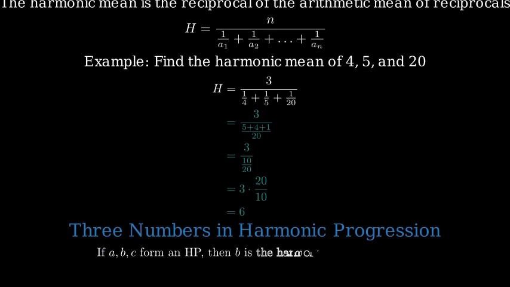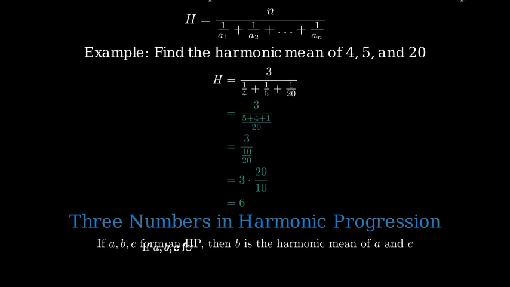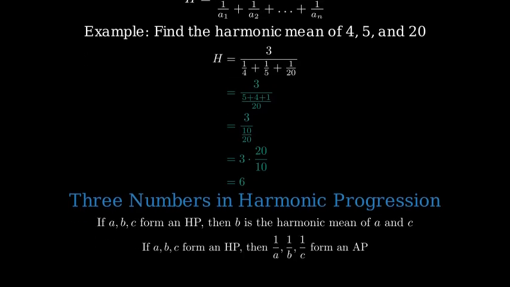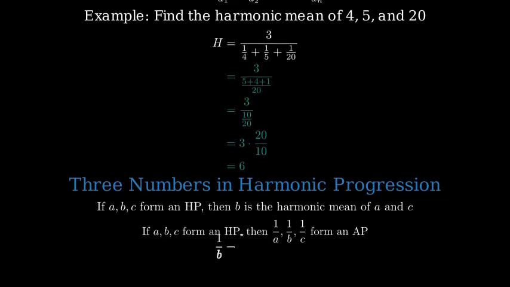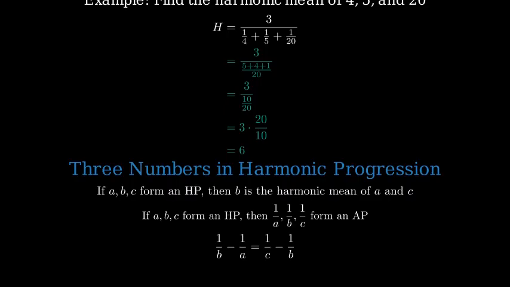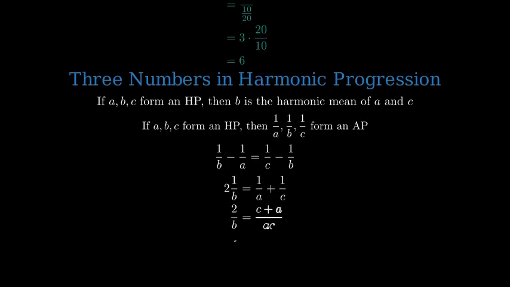If three numbers a, b, and c form a harmonic progression, then b is the harmonic mean of a and c. To verify this, if a, b, c form an HP, then 1/a, 1/b, 1/c form an AP. This means 1/b minus 1/a equals 1/c minus 1/b. Solving this, we get b equals 2ac divided by a plus c, which is the harmonic mean of a and c.